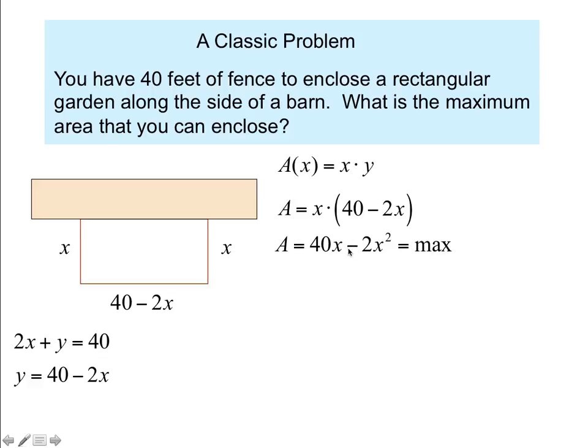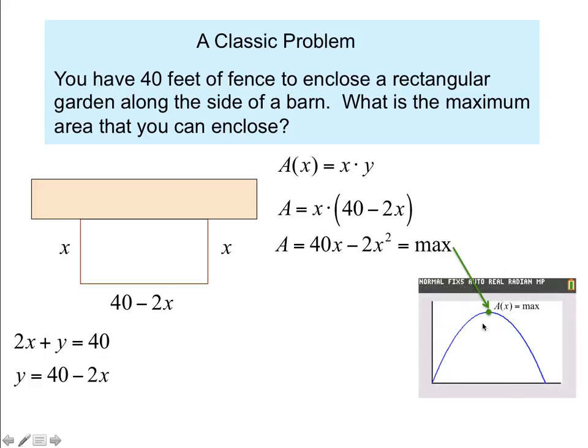Maximize means I want to find the hill of this function. So if we notice this function has an x squared, so it's a parabola, and it's a minus x squared, which means it's an upside down parabola. I want to find that hill. That hill is going to maximize my area function.